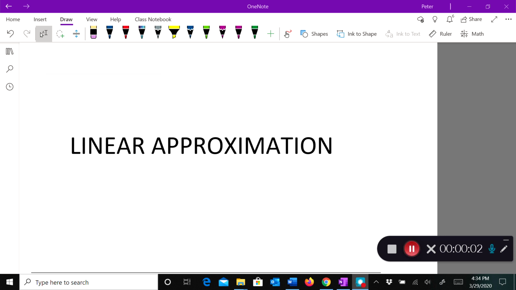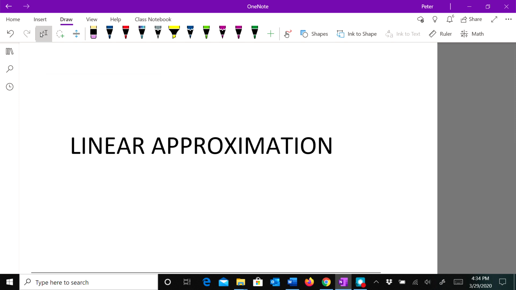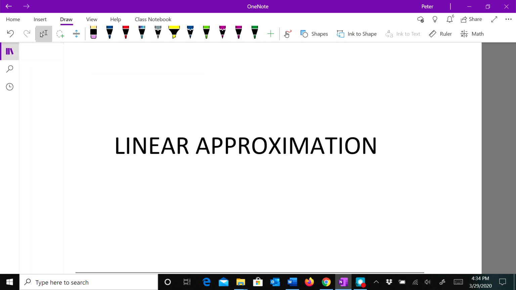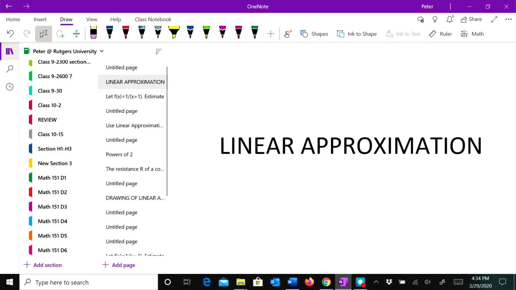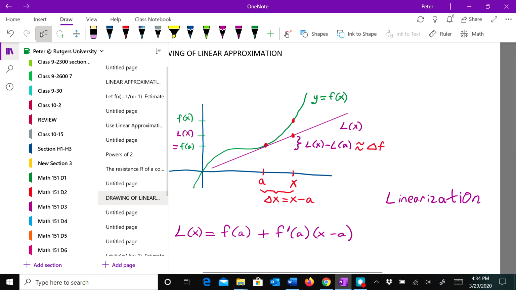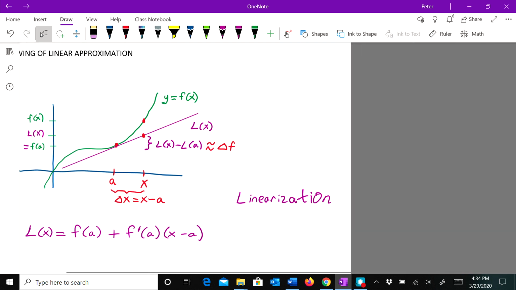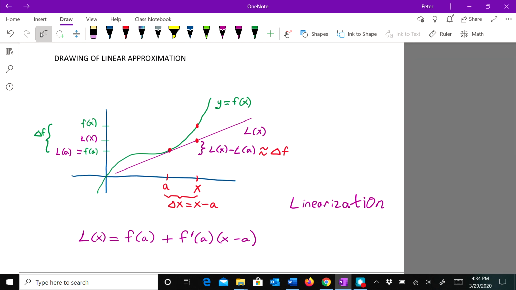The purpose of this video is to go over a few linear approximation examples in some detail. First, before I do that, let me just put up the picture of linear approximation so we all have an agreement on what we're talking about. So this is the picture of linear approximation.